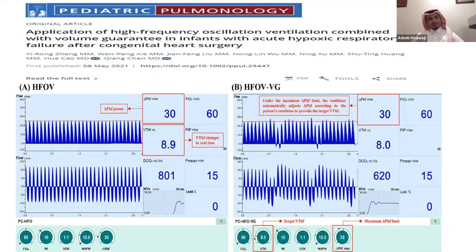About the machine and the components, I don't know. I have no answer. Maybe our senior colleague, Dr. Abdullah Ghubesh, has an answer. Please go ahead.